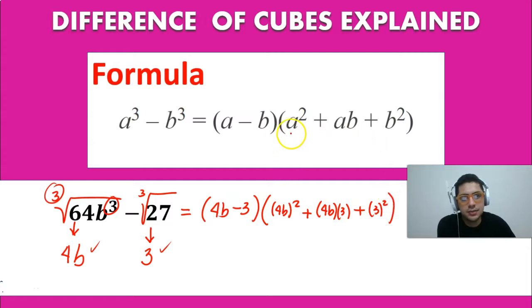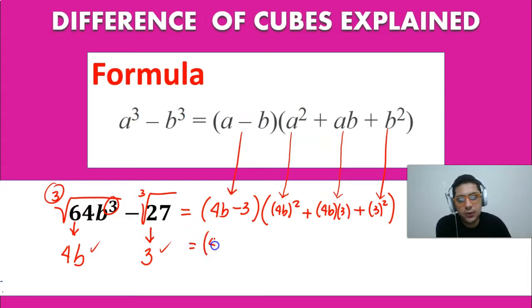So as you can see, we're raising this term to the power of 2, we're multiplying the two terms, and we are expressing the second term to the power of 2, along with the difference of the cubic roots. So that means it's 4b minus 3 multiplied by 4b to the power of 2, which is 16b squared, 4b times 3 is 12b, and 3 to the power of 2 is going to be 9.